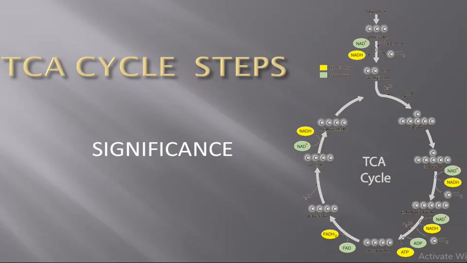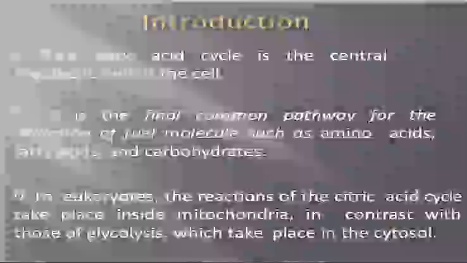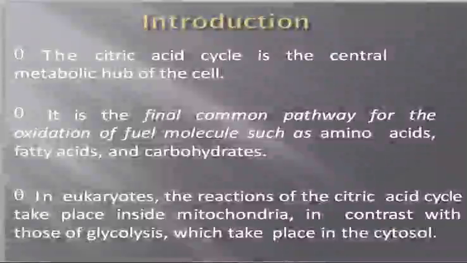In order to start the TCA cycle, we require two molecules. Those are acetyl CoA and oxaloacetate. Let's see the formation of acetyl CoA in a cell and what are the various sources of acetyl CoA in a cell. The citric acid cycle is the central metabolic hub of the cell.